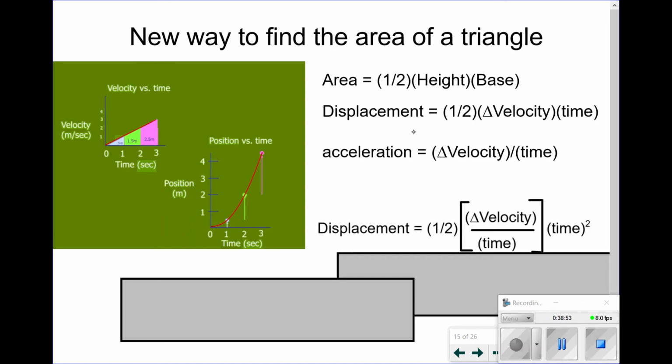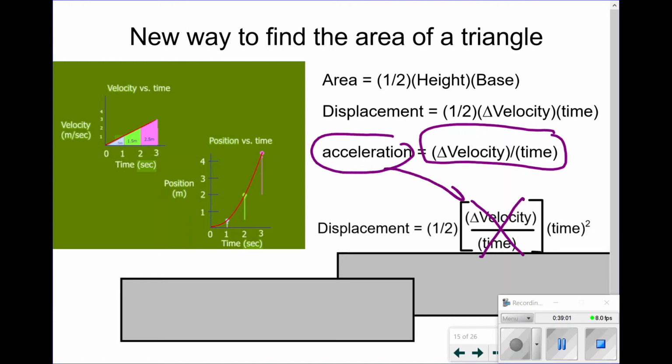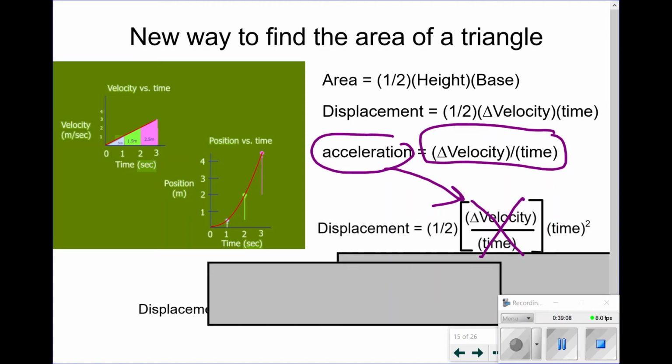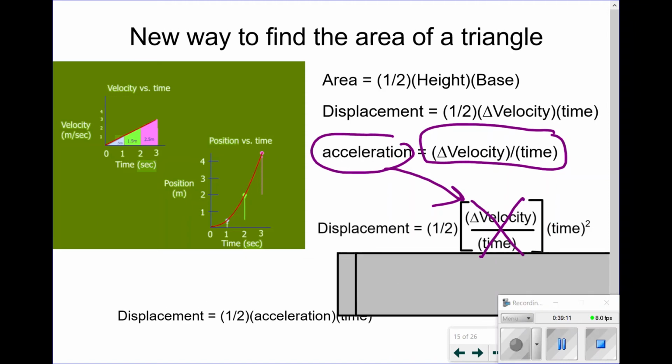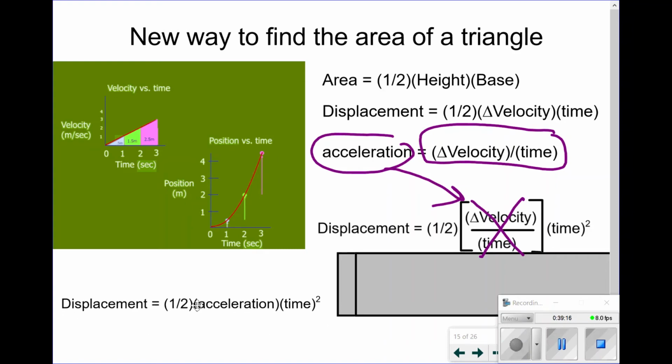But here's the thing. Acceleration is the change in velocity over time. I can now replace this with the term acceleration instead. So I'm rebranding the equation so it looks different. Once I make that substitution and rename this, I come up with the equation: displacement is equal to 1/2 my acceleration times my time squared. So all I need to know is the acceleration in the very beginning and how much time it takes, and I can predict what the change is going to be.